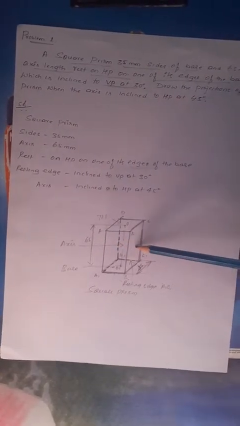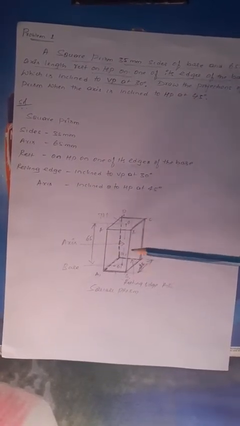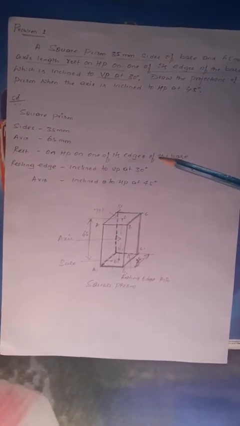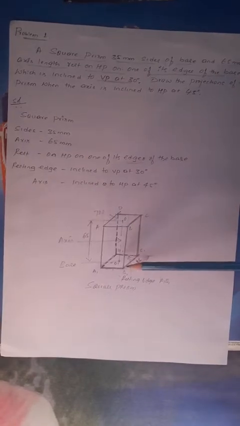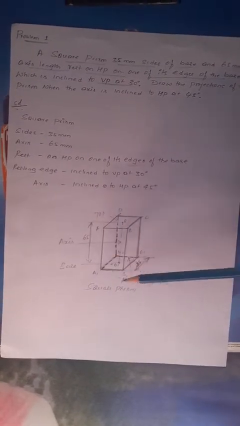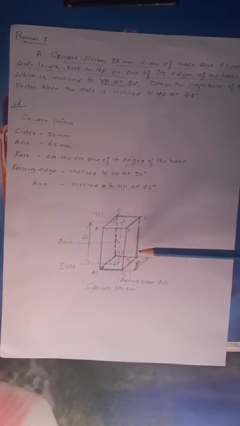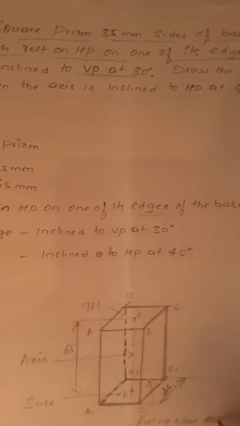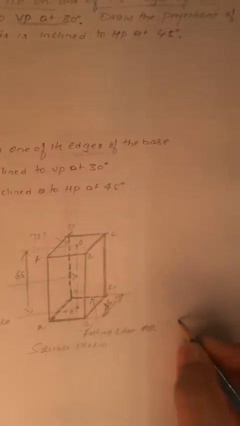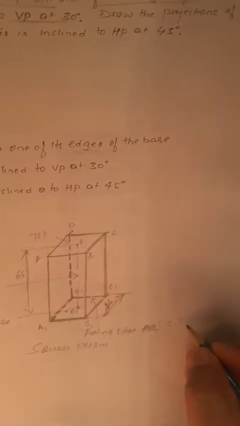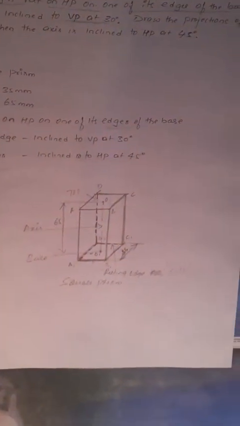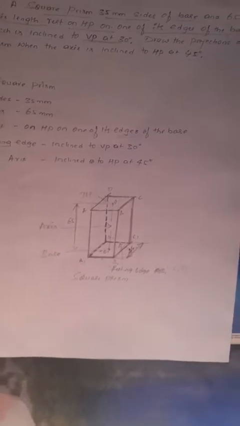It is a square prism of side 35 mm, axis 65 mm, resting on HP on one of its edges of the base. Now which is the resting edge? Take any as the resting edge. Sorry, I made a mistake here. The resting edge is C1, D1. I consider C1, D1 as the resting edge, right?